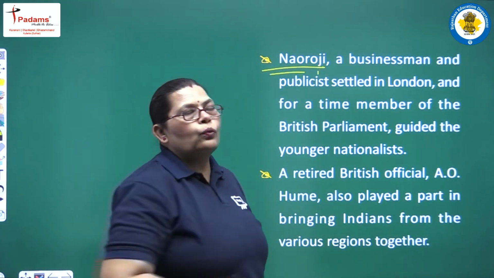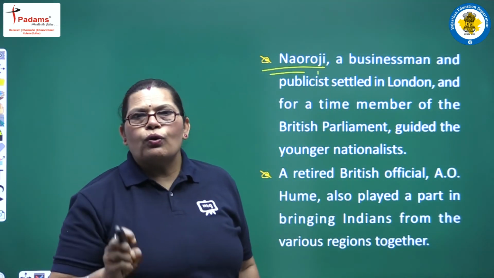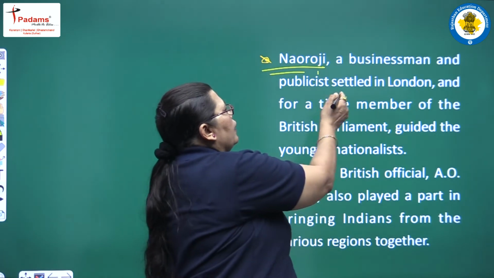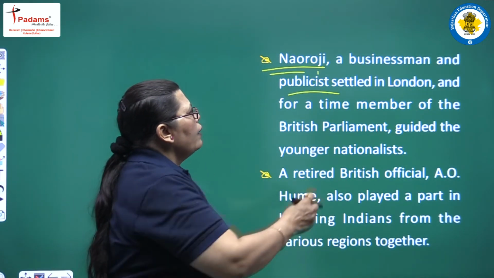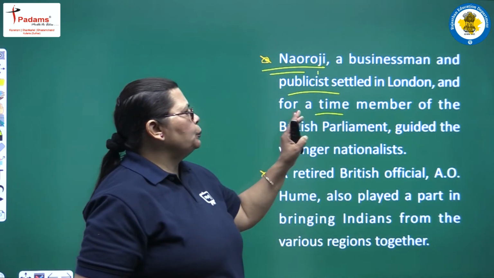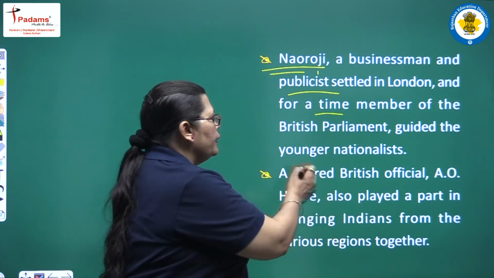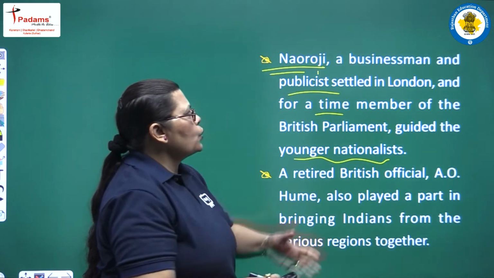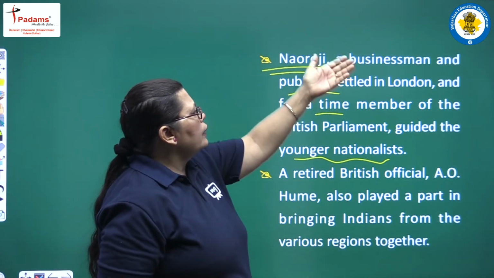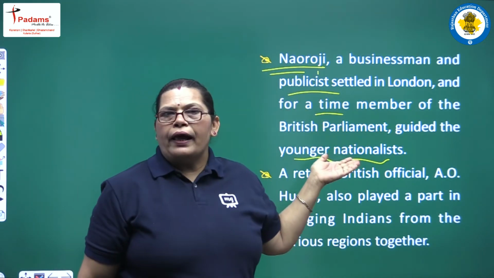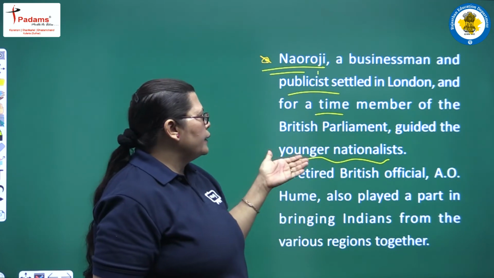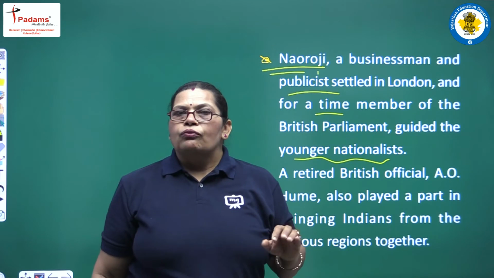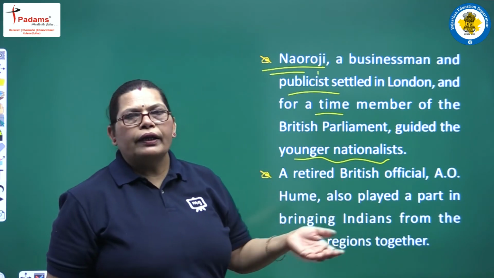Naoroji, who was Naoroji? Naoroji was a businessman and publicist settled in London, and for a time a member of the British Parliament, who guided the young nationalists. Okay, Naoroji was a member of the British Parliament, but at that time he guided the younger nationalists for the purpose of India.